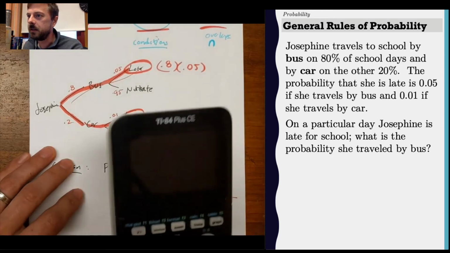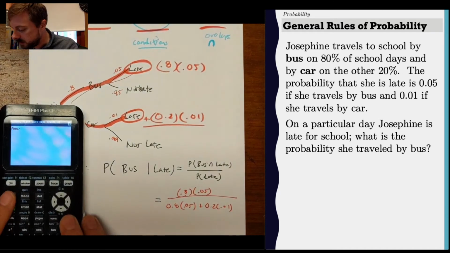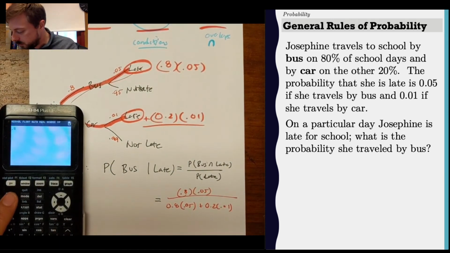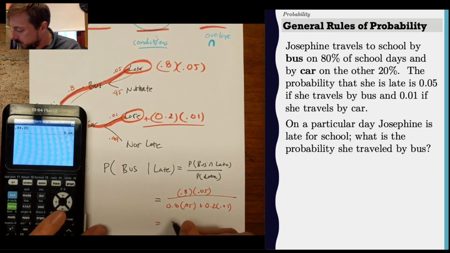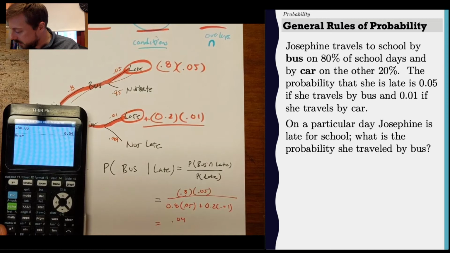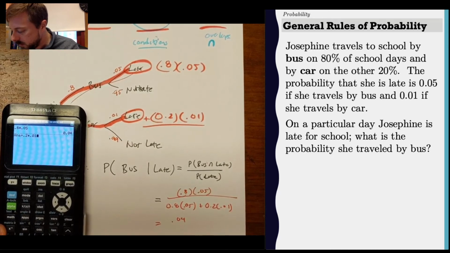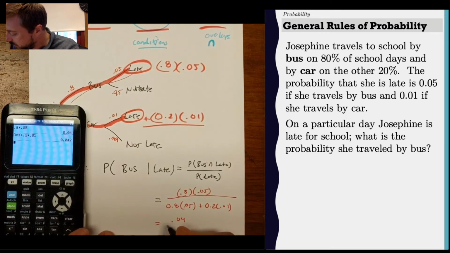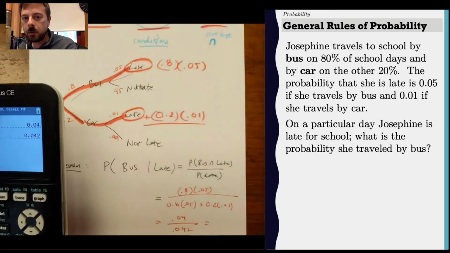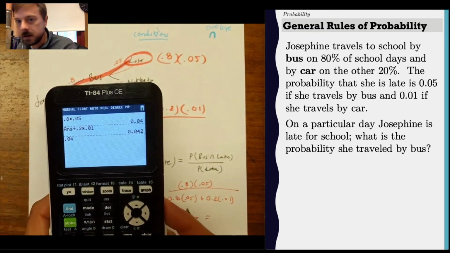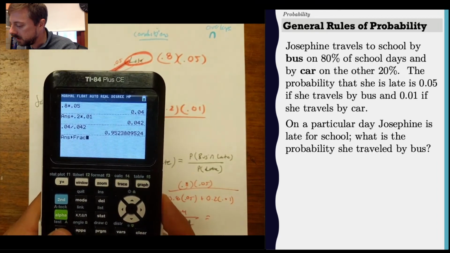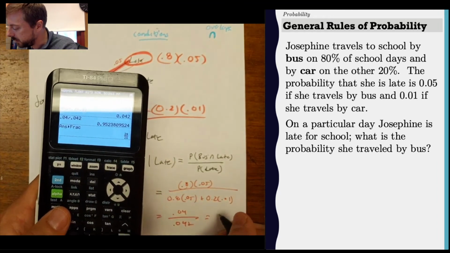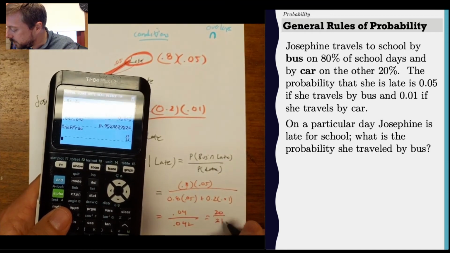Now I just throw it in the calculator. All right, so let's do that, right? Let's do 0.8 times 0.05. That'll end up being my numerator, 0.04, and then I'll add to that 0.2 times 0.01, which is 0.042. If I do 0.04 divided by 0.042, I get, whoa, really high probability. We could write that as a fraction. Actually, as a fraction, that's really nice to write. That's 20 out of 21.